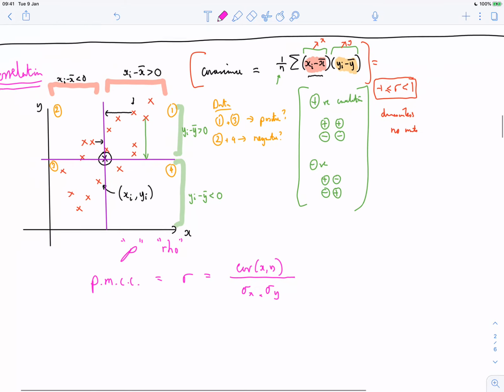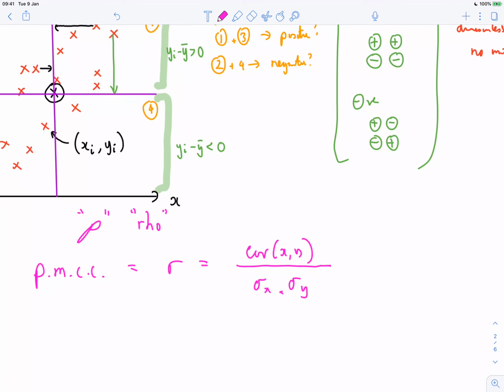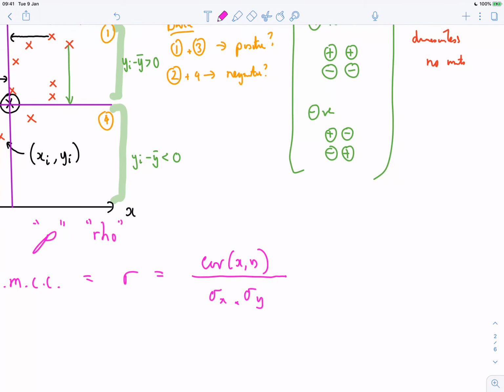Now, why do you think that's the case? Well, for a start, dimensions-wise, this works out. Because the covariance of XY would be whatever the dimensions of X are times the dimensions of Y, and the standard deviation of X would be the dimensions of X, and the standard deviation of Y would be the dimensions of Y. These would cancel, and you're left with a constant number.